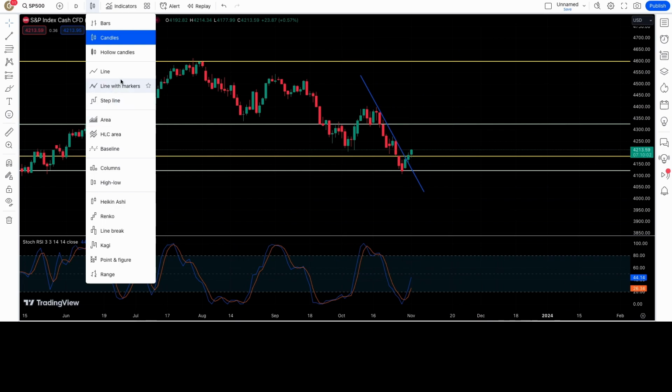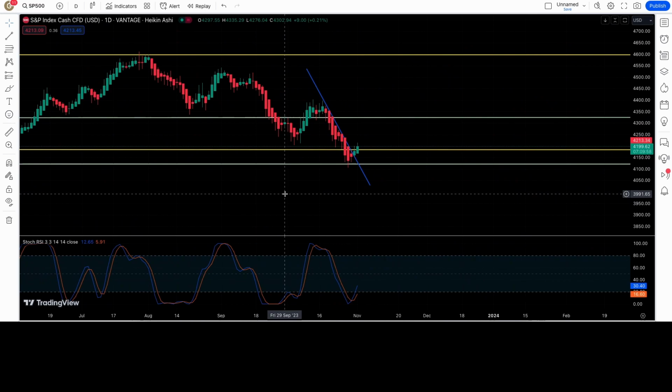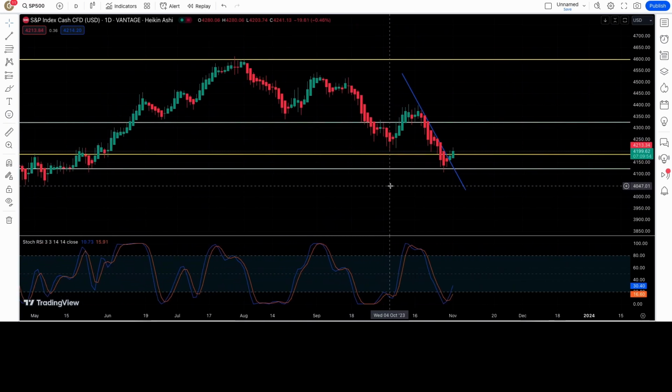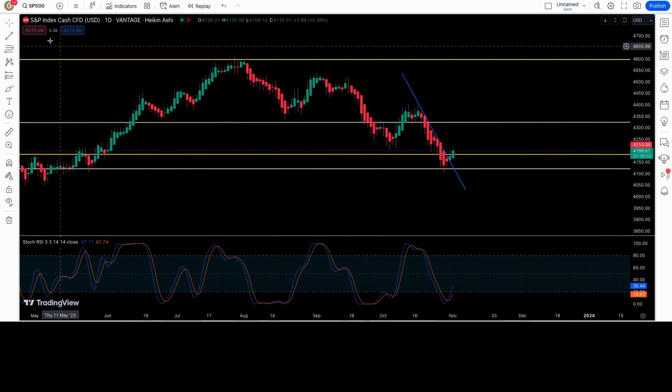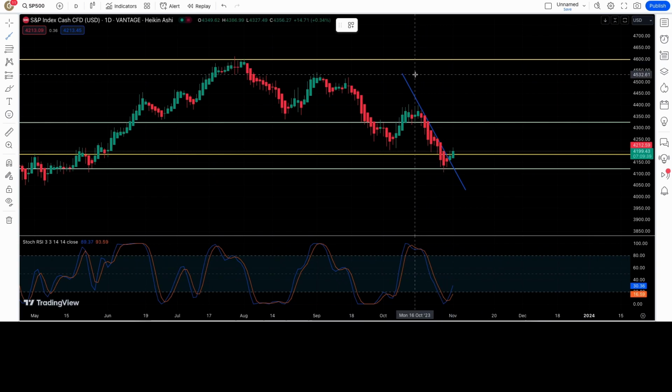Next, we select the Heikin Ashi chart and see that the color of the last two bars has changed. Now we have two bullish Heikin Ashi bars. That means we might have a potential reversal here. As a confirmation, we have the bullish bar breaking the trend line, and it's also breaking the monthly support line, which is a very good sign that we have a trend reversal here.